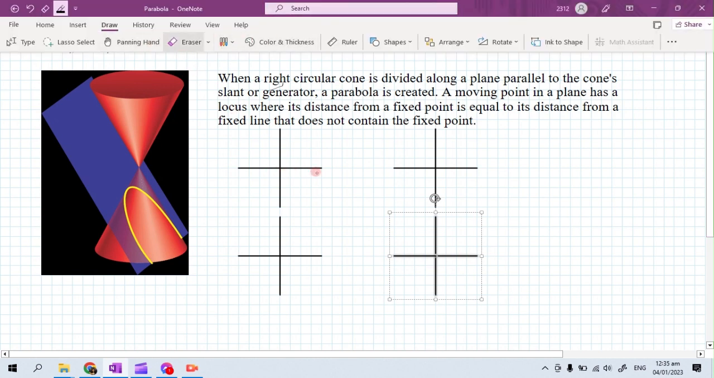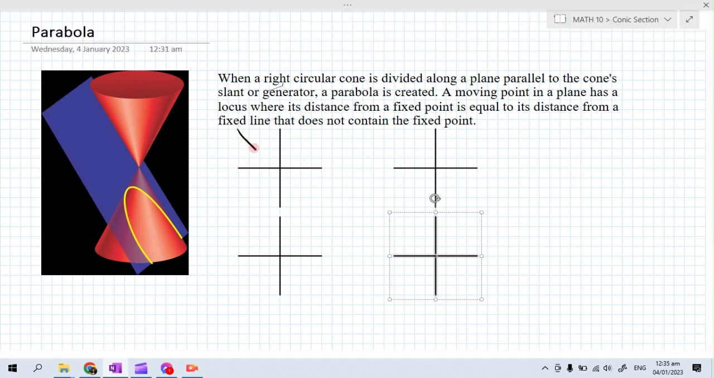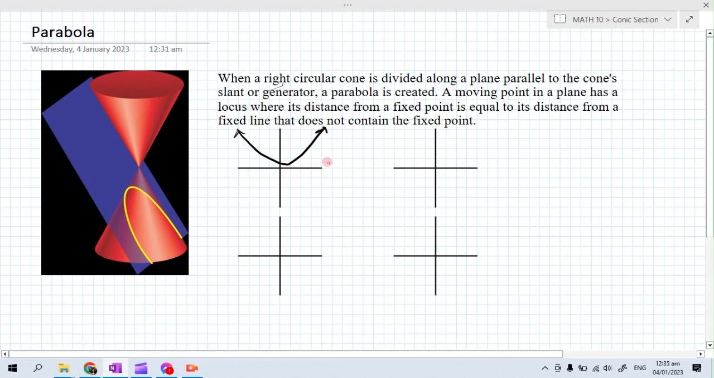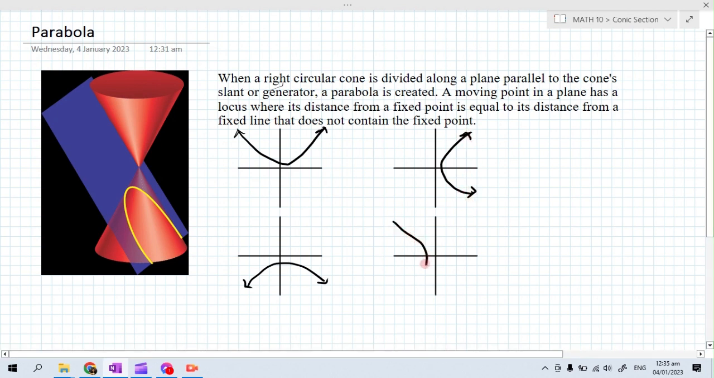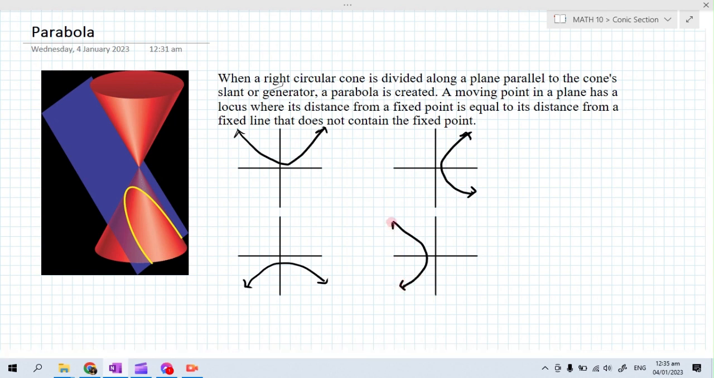First is this one, wherein the parabola is facing upwards. Next is the parabola facing downwards. Next is when a parabola opens to the left, or when a parabola opens to the right. Now this is an example.